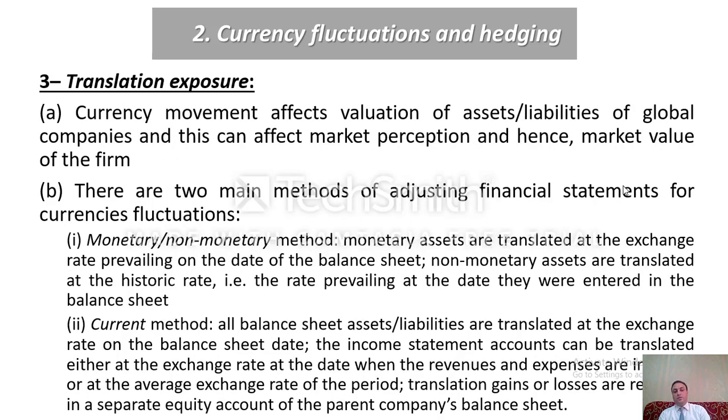The third risk related to currency fluctuations is the translation exposure. The currency movement affects the valuation of assets and liabilities of global companies, and this can affect market perception and hence the market value of the firm. So there are two main methods of adjusting financial statements for currency fluctuations: the monetary/non-monetary method, and the current method.